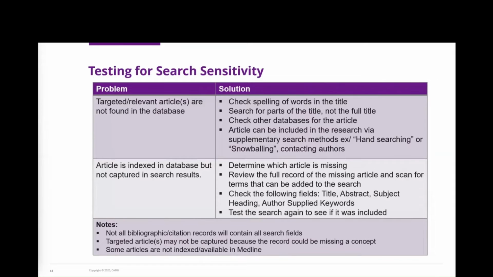Once you've found the article citation, look at the article's complete record to see how the article was indexed and the terms used by the author, and revise your search strategy accordingly. Test the search again to see if it was included.